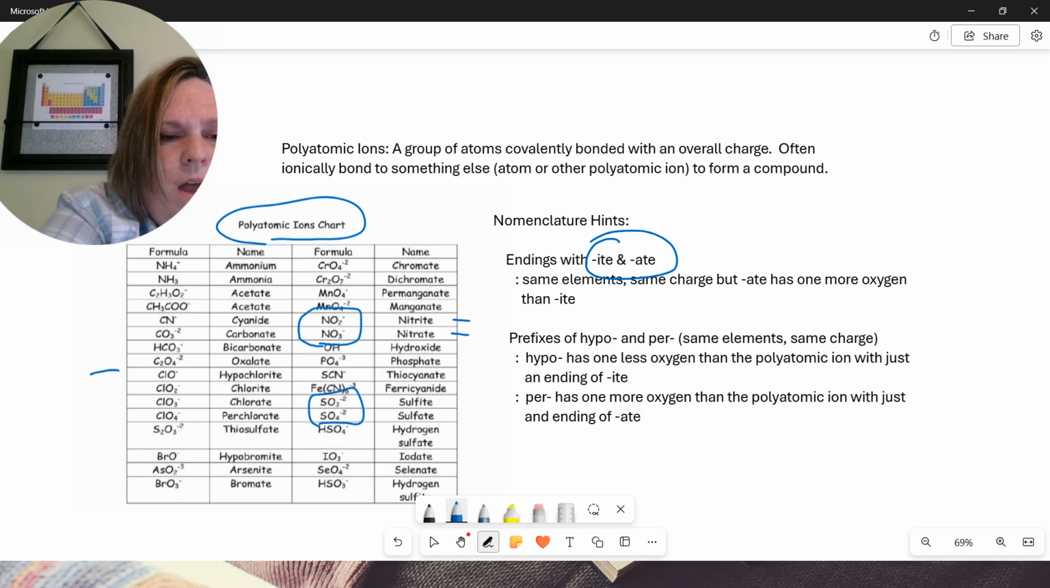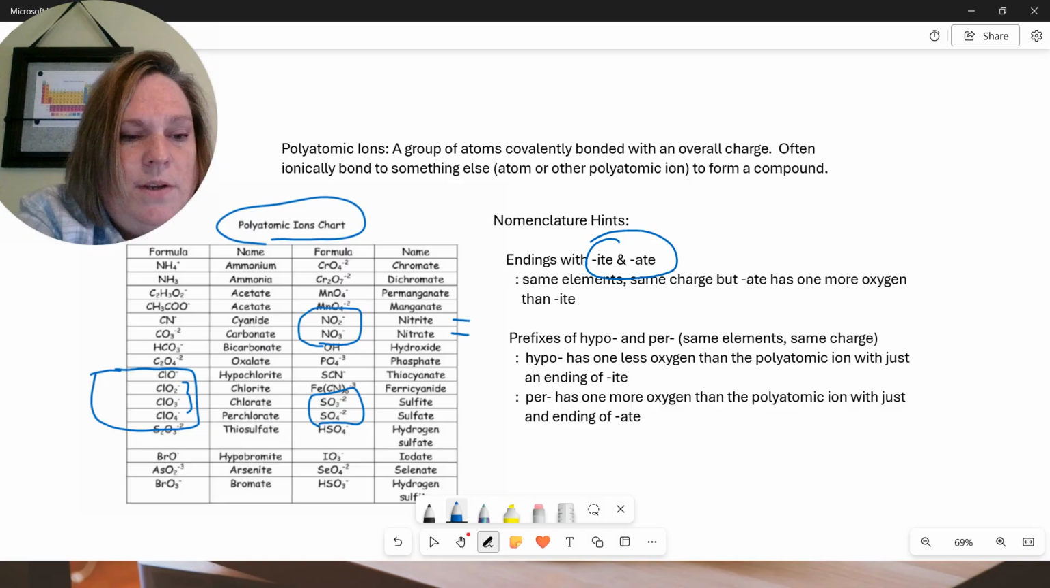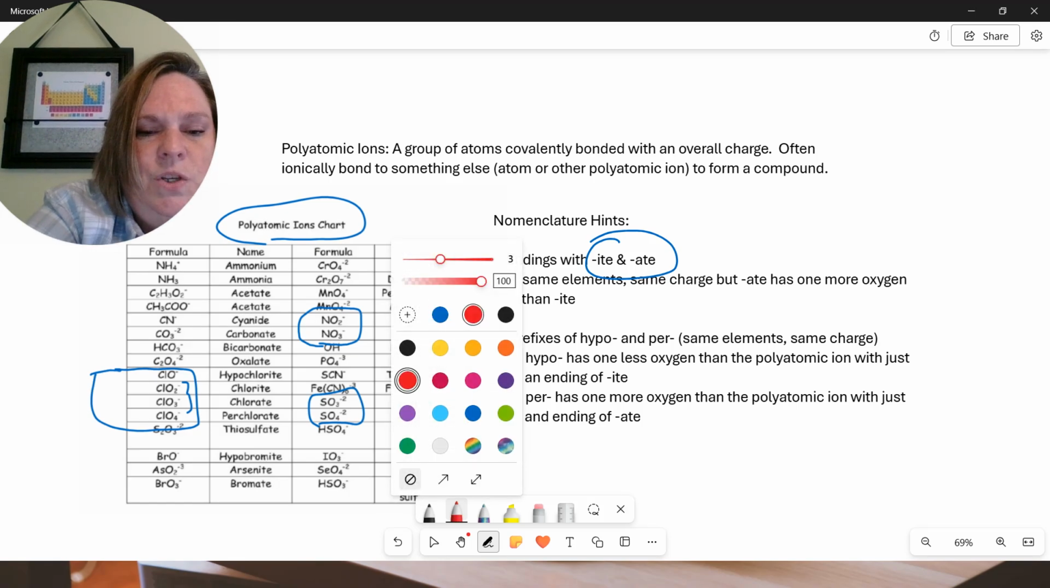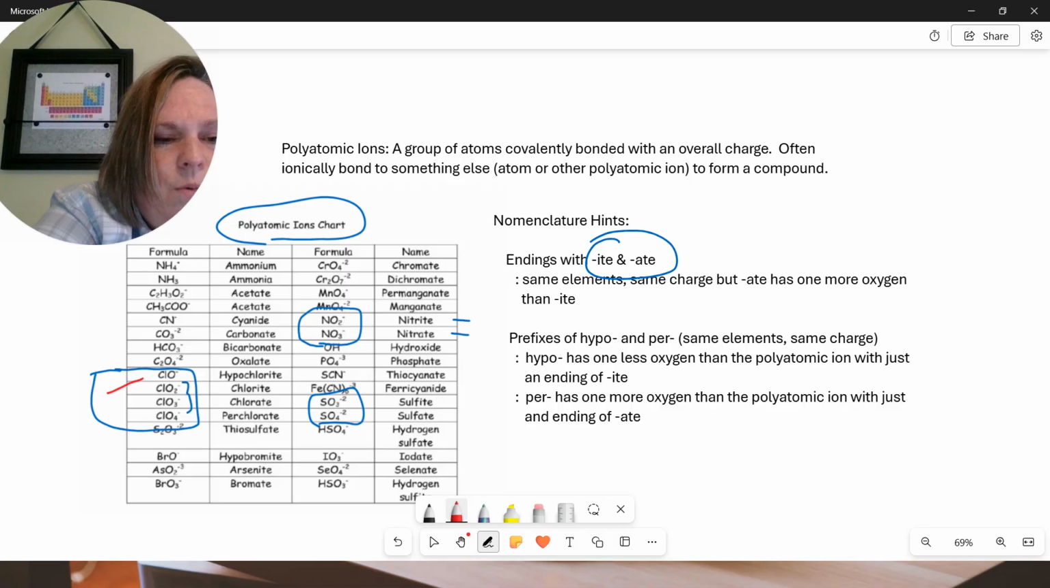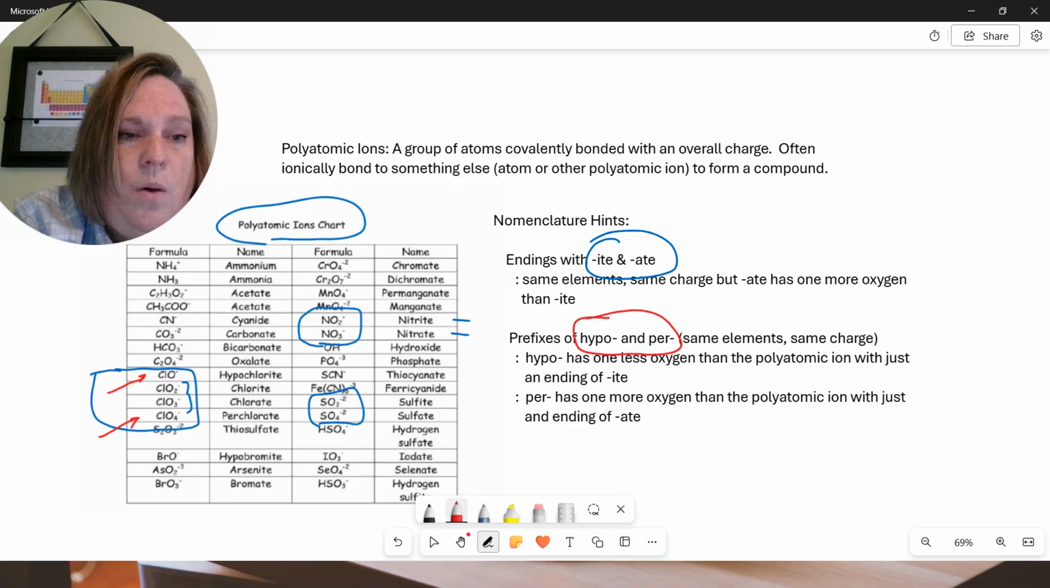And then if we go over here, there's a group of 4, and you can see the ones in the middle here are chlorite and chlorate. And indeed, they differ by 1. The ClO2 minus 1 is the ite, and ClO3 minus 1 is the ate. But then there's another 2 in this set. If you look, there's one here called hypochlorite, and then there's one down at the bottom called perchlorate. And that's where our next hint comes from. Hypo is always going to be one less oxygen than the ite. And the per is always going to be one more oxygen than the ate.